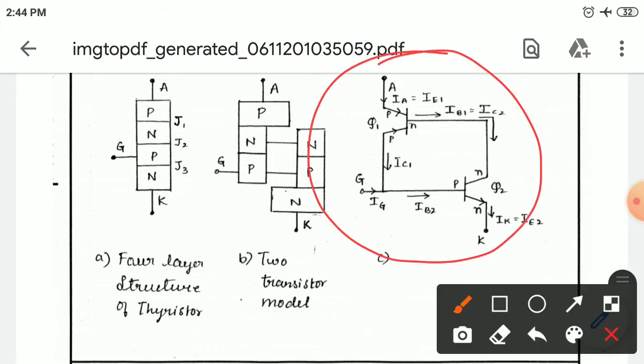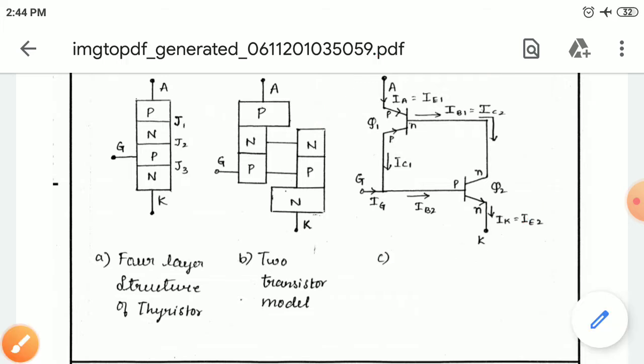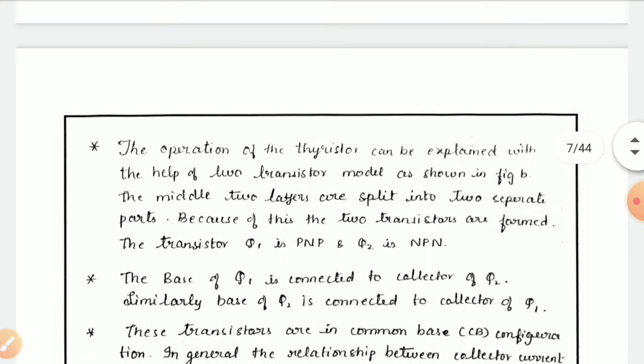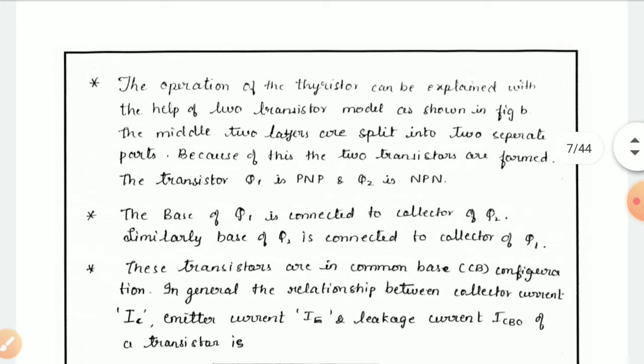The collector current IC of a transistor is related in general to the emitter current IE and the leakage current ICBO. So generally the collector current is linked with the emitter current and the leakage current. The operation of the thyristor can be explained with the help of the two transistor model, the NPN and PNP transistors shown in the figure.